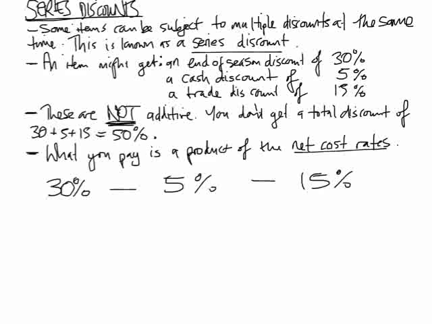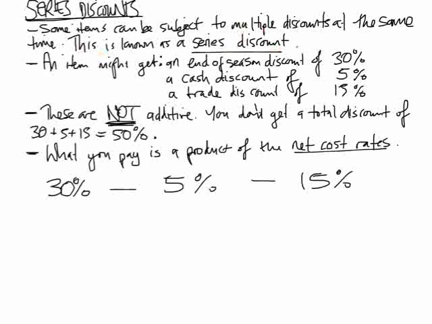Okay, the next idea is the idea of series discounts. We've only been looking at one discount being applied to the price of an item. Maybe you've been doing it step by step, but actually some items can be subjected to multiple discounts at the same time. And this is known as a series discount. There's a special way of working that out, where you don't have to go step by step.